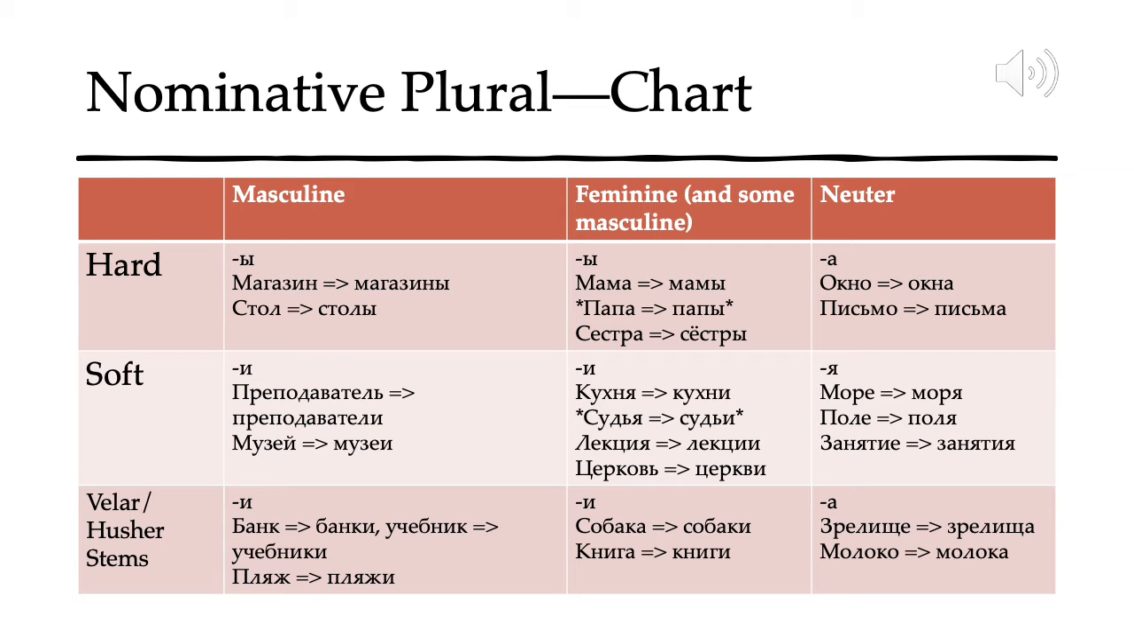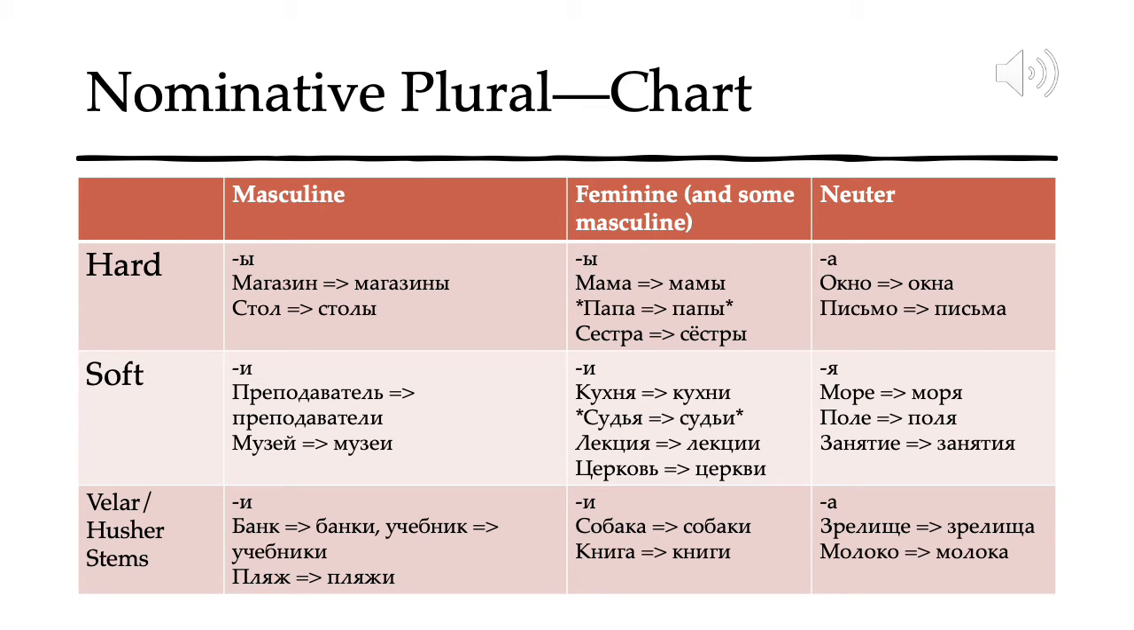Let's start with masculine. The hard stem nouns are going to take y. You are going to add y to that 0 ending. So magazine becomes magaziny, stol becomes stoly. And then we have soft stem masculine nouns that end in и краткое or мягкий знак. In those cases, you're going to remove the мягкий знак or и краткое and add e, the soft e. So преподаватель becomes преподаватели. We drop the мягкий знак and add e. Музей becomes музеи. We drop the и краткое and add e.